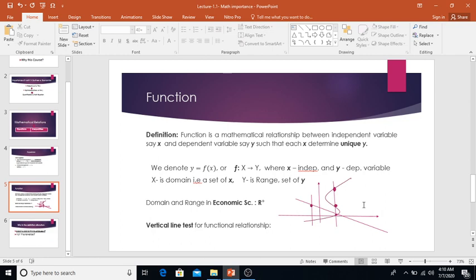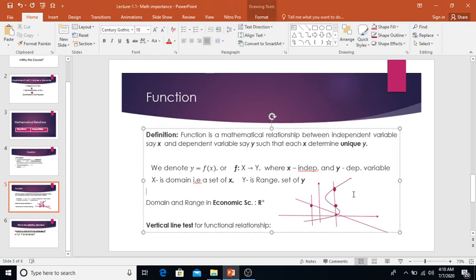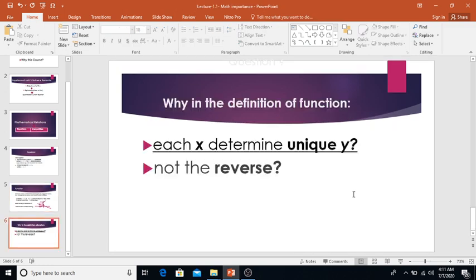So in functional relationship, dependent variable y or objective y or output y must be unique for one x. This is very important. It's a very special property. Okay. Thank you.